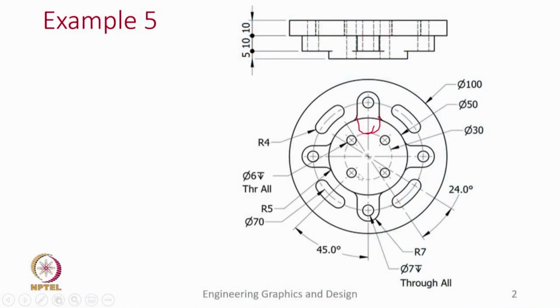As you can see, this slot is at an angle of 45. How do I specify that? The center of the slot is at an angle of 45, but the total angle of the slot is 24. So, what angle will it make with this line? So, let us say between this line and this center.